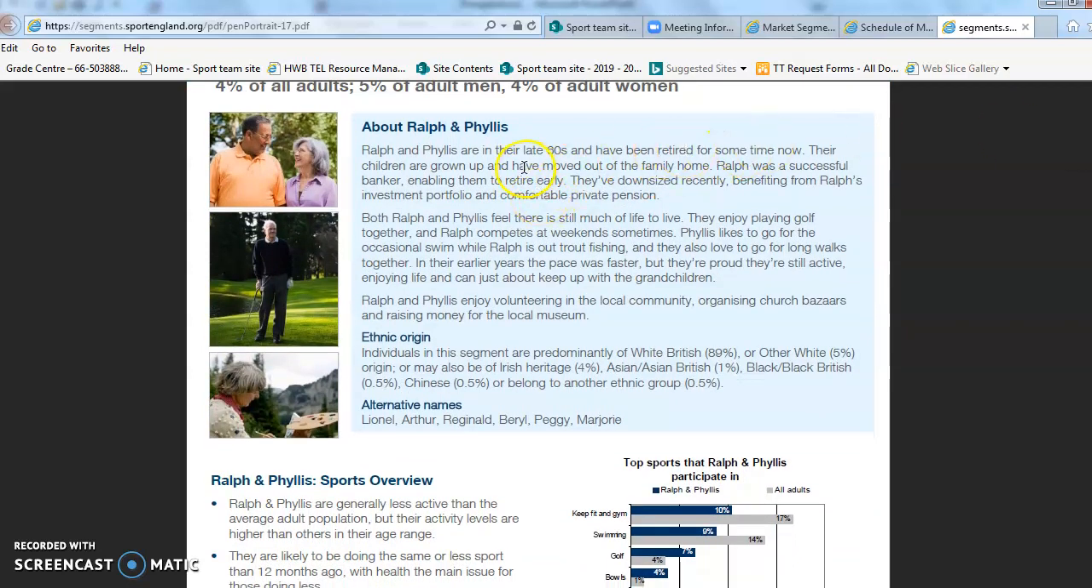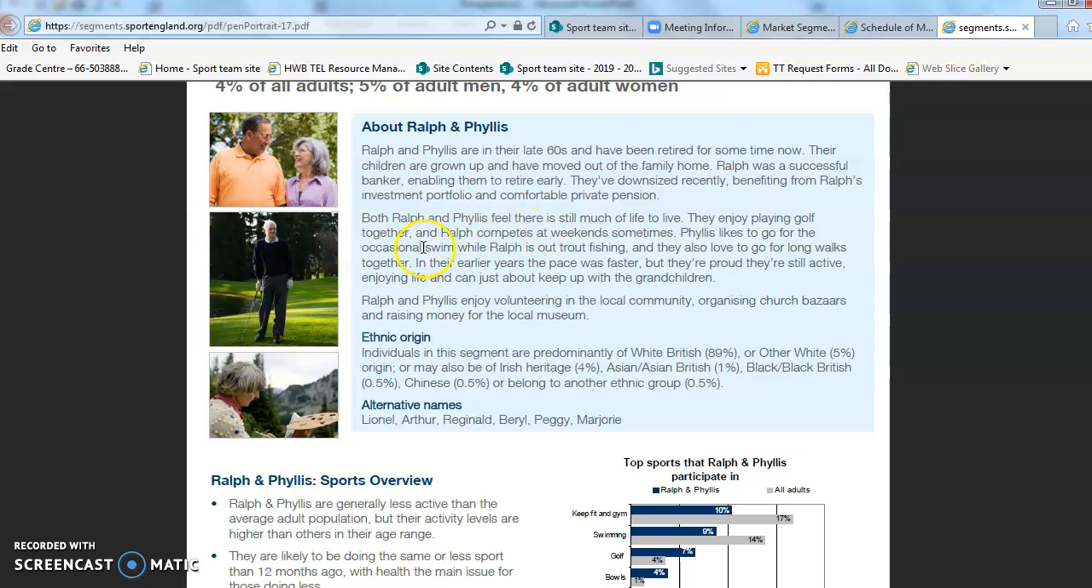So it talks to you that Ralph has been a successful banker, which enabled them to retire early. So that probably suggests they've got a large amount of disposable income, more so than other people in this age group as well. So that tells you what they enjoy playing. So golf, Ralph likes to compete. So there might be something in terms of your program work that you would have as competition aspects.